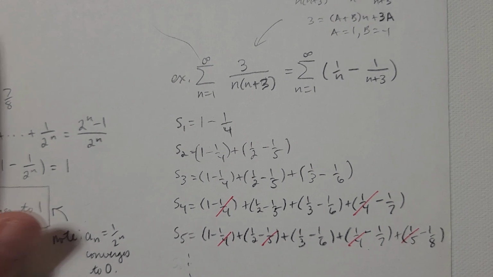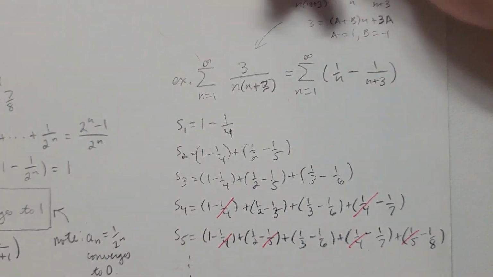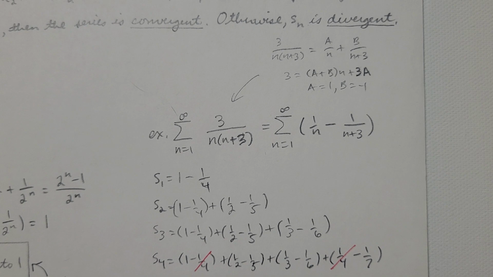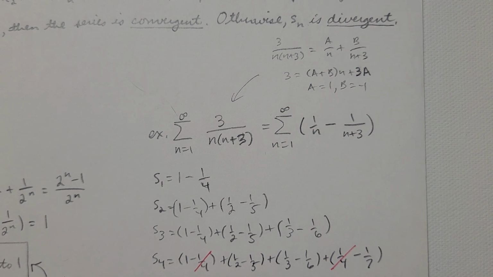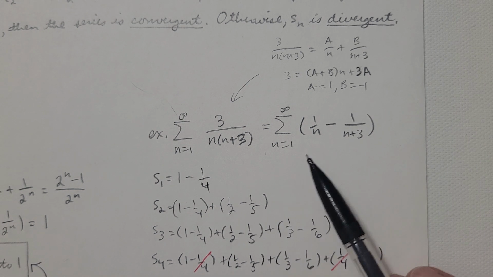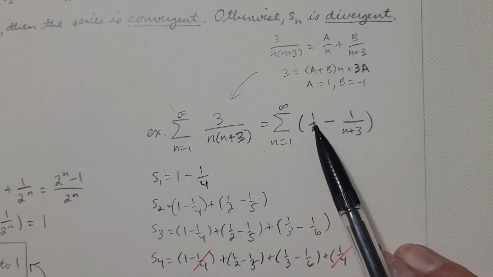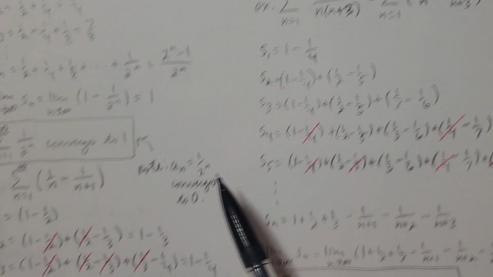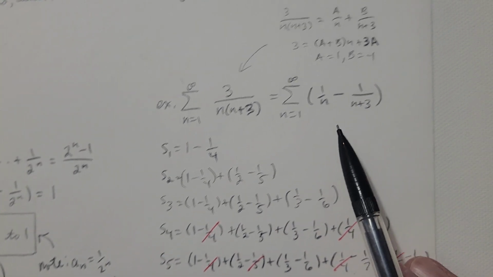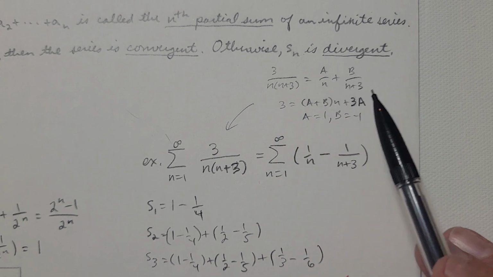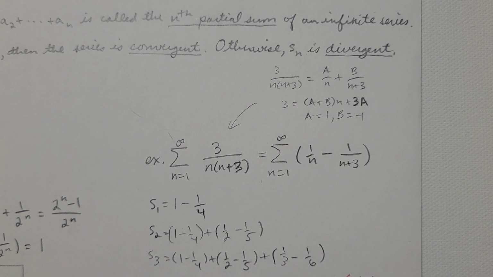Let's try another example here. So the next one, what if I had the summation as n equals 1 to infinity of 3 over n times n plus 3? This would be another situation where I've got a telescoping series. So what I did to start is I rewrote this series, or the sequence part in the series, in the form of where I'm subtracting two fractions. And how I'm getting that is by using partial fractions. So we saw this in section 7.4.